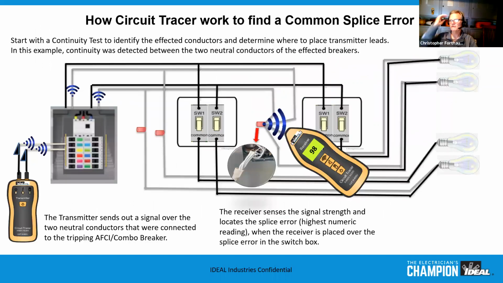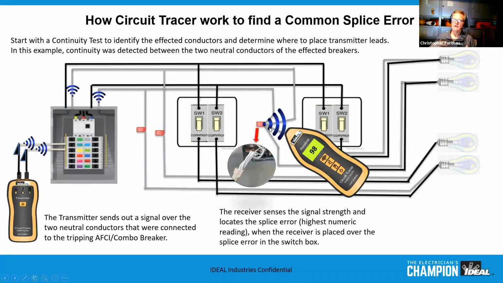This is a better example of what we call a common splice error. What we've done here, basically, again, is the transmitter is going to send out the signal. We've run the continuity check across these two neutrals to verify that there is continuity between these two, so we know that they're touching somewhere along the line, or they're run together. In this case, you can see by the diagram that it's over here. So once you do that, it's going to send a signal out both of those neutrals, and where those neutrals come together, you're going to get the highest reading.